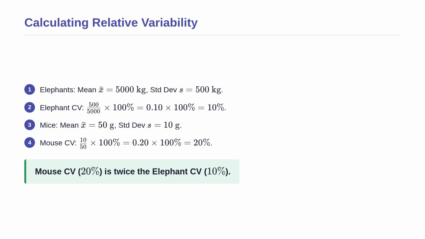Physically, this is a profound result. Even though the elephant's absolute variation of 500 kilograms is numerically huge, the mouse population actually exhibits twice as much relative variability compared to its tiny size. The CV uncovered a biological truth we would have otherwise missed.